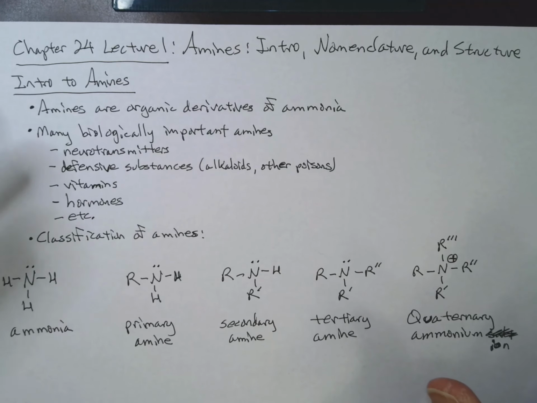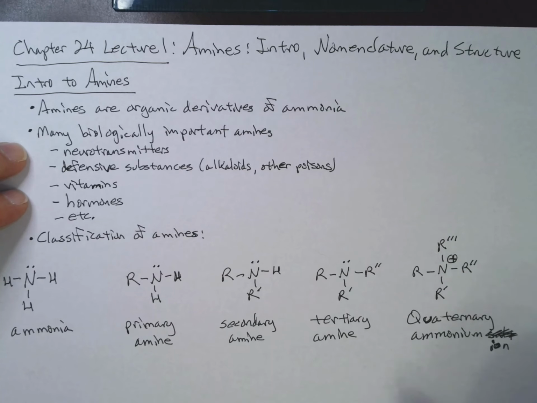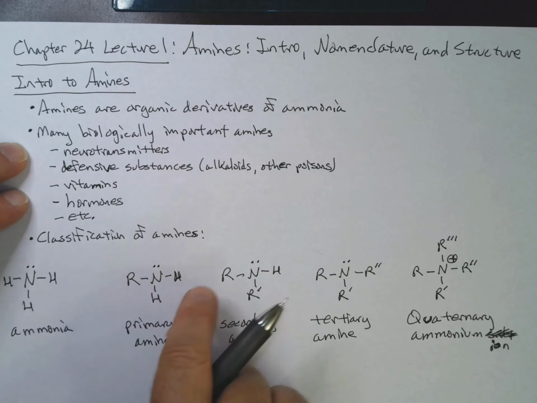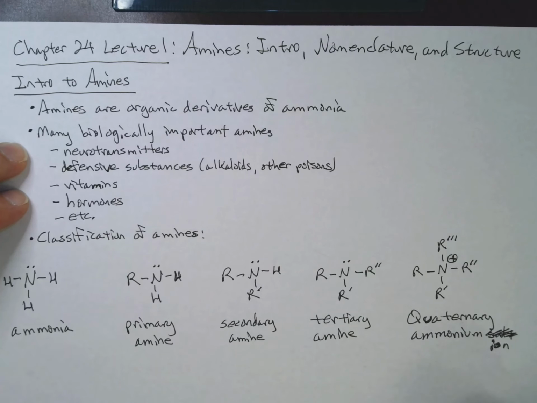And notice that they're different than how we classify, for example, primary, secondary, tertiary alcohols, or primary, secondary, and tertiary alkyl halides. There we're looking at how many alkyl chains are attached to the carbon that the oxygen or the halide is attached to. Here it's actually how many alkyl chains are directly attached to the nitrogen.